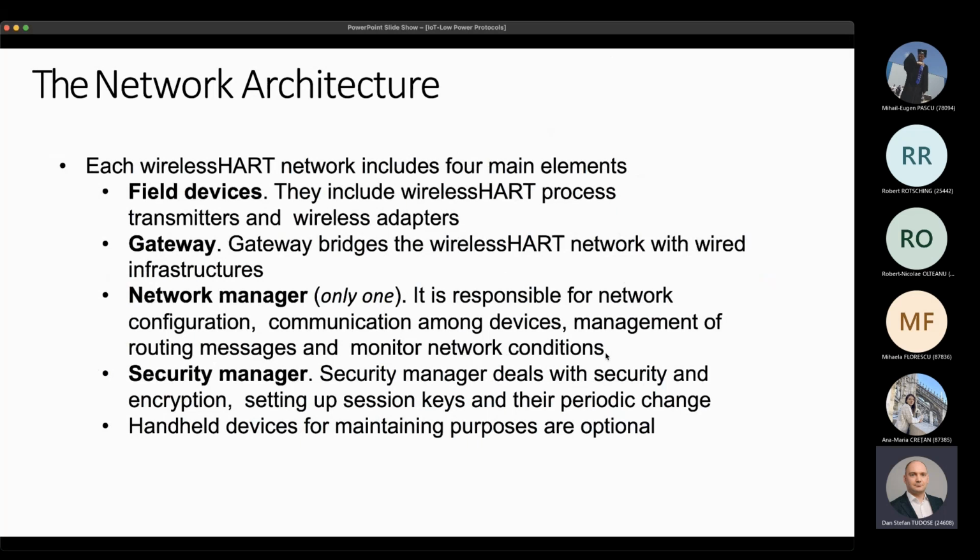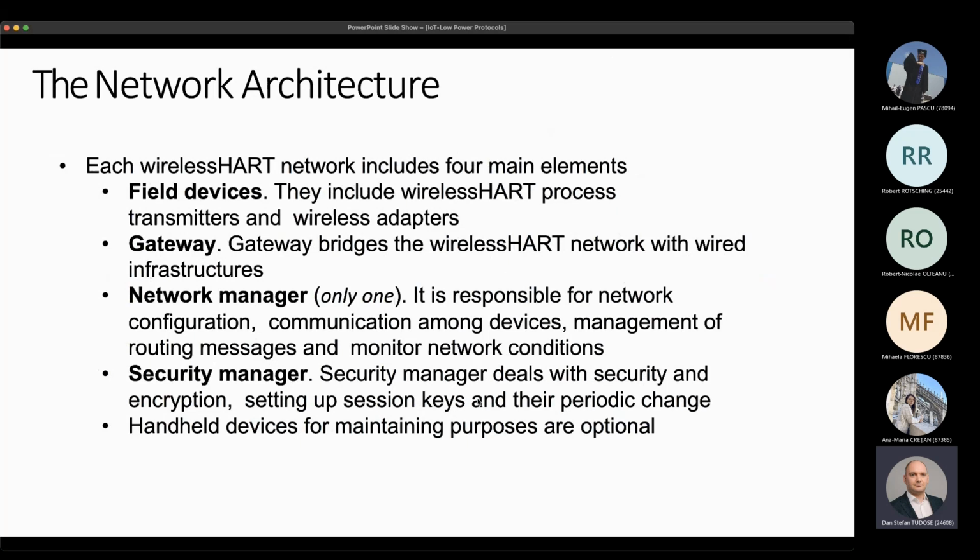Now, as a network architecture for WirelessHART, you have four main elements. You have field devices, which include WirelessHART process transmitters, wireless adapters, and so on. You have gateways. So you can have a device which acts as a gateway, bridging the WirelessHART network to a wired infrastructure. You have a network manager, and there is only one in such a network. Similar to a ZigBee network, it is responsible for network configuration, communication, and management of the messages in the network. And you have a security manager. This is an interesting particularity of the WirelessHART network, which deals with security and encryption. It sets up session keys and periodically changes the session keys for communication in the network.